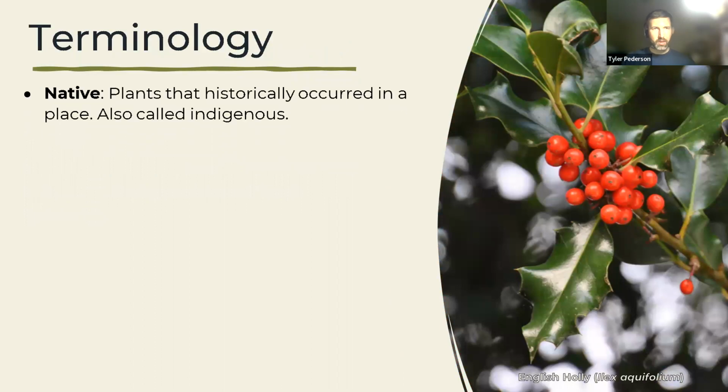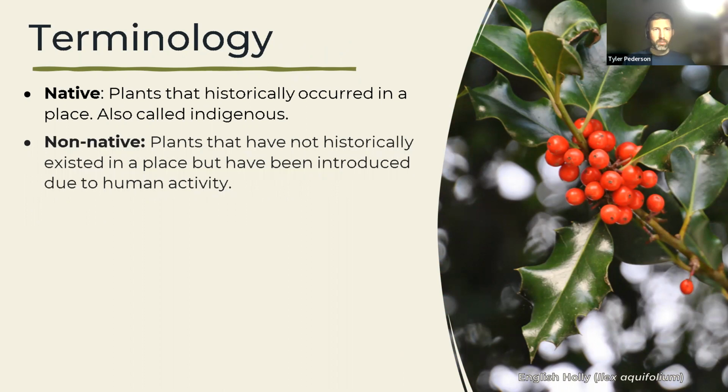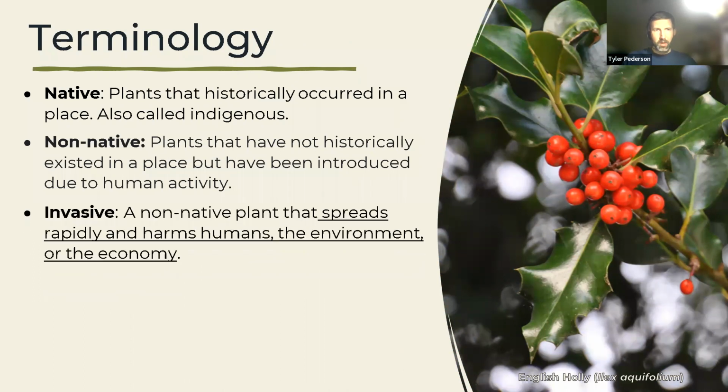Okay, so terminology. The first one here is native. These are plants that have historically occurred in a place. They're also called indigenous. Non-native plants are plants that have not historically existed in a place, but have been introduced due to human activity. Invasive plants are non-native plants that spread rapidly and harm humans, the environment, or the economy.